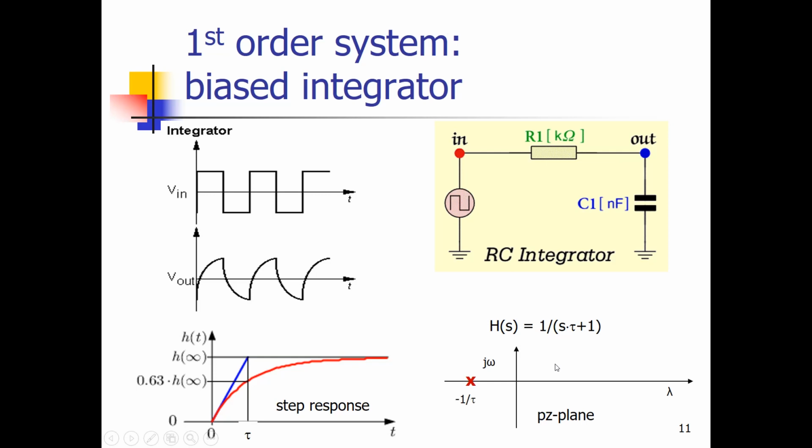So in the s-plane, the pz plane, we get a pole over here on the negative real axis, because it's a real value, but it's a negative value. And as we know, poles are drawn by a cross. So it's here, and remember that indicates that my system is stable.